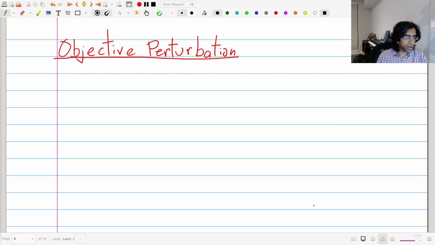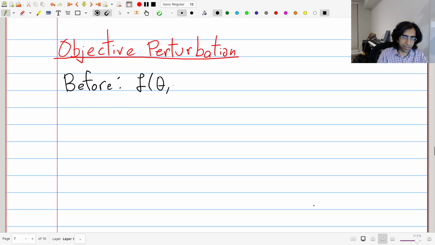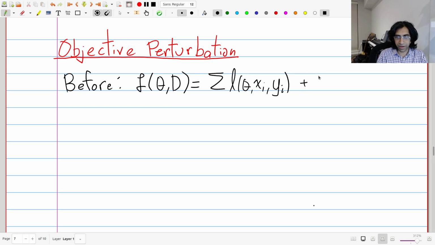In particular, how does it differ? Well, it's going to be a different type of noising. We add noise to the objective function rather than to the thing we compute. This might seem a bit weird, but let me write this one more time. Before, we might have something like L of theta, D. What is the loss function? We just have some summation of L(theta, xi, yi), and then some regularizer, which looks something like this. This is pretty much the same thing we used before. What we did in the previous case was we just solved this. We found the argmin of this, and then added noise to it.